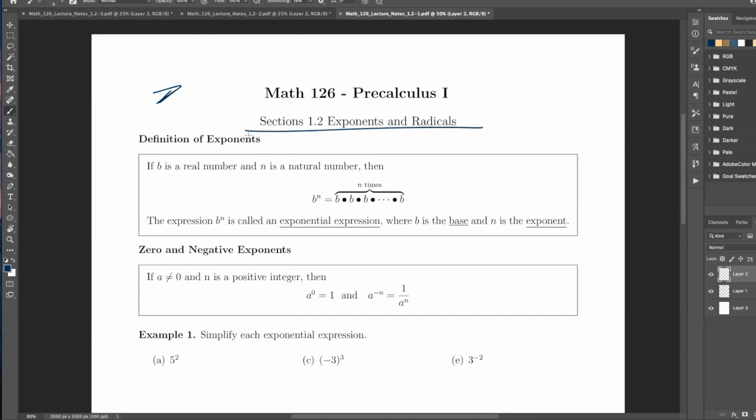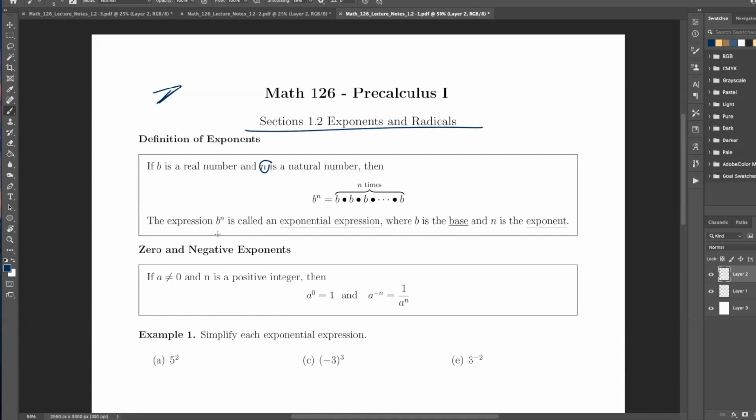So we're going to be doing exponents and radicals. If b is a real number and n is a natural number, meaning an integer that is positive and non-zero, then b to the n is b times b times b, n times. We'll show it here in detail.